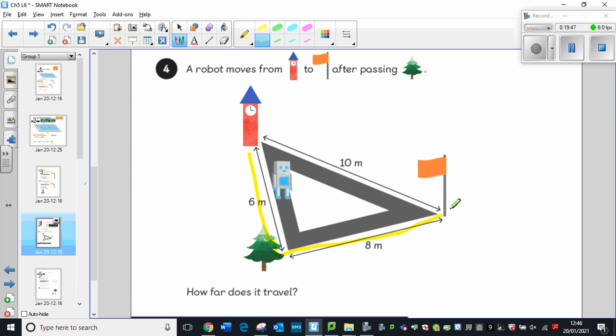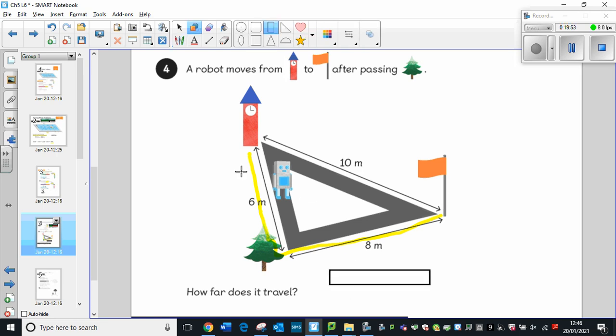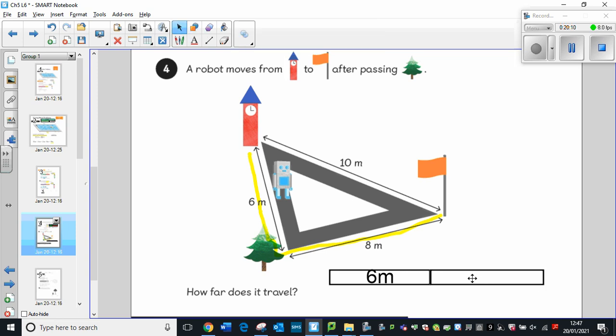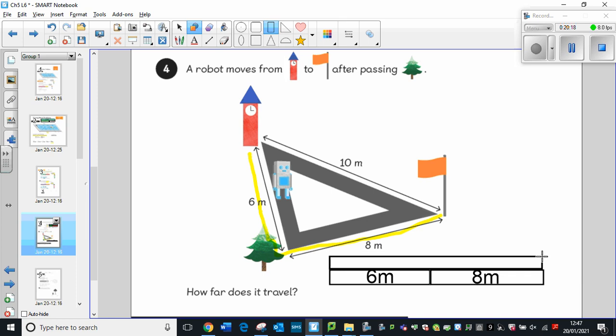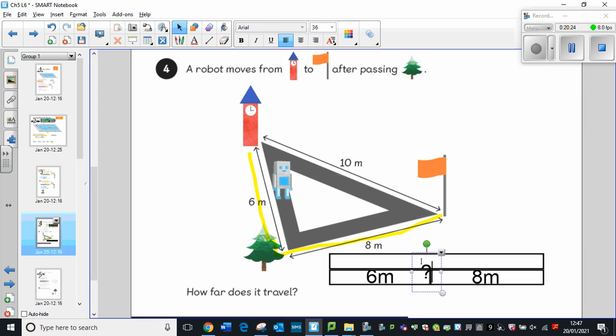Right, let's have a look. So what I'm going to do is, again, show this using bar models. Well, I know that first of all, he travels 6 meters. After that 6 meters, he then travels another 8 meters. So he travels 6 meters and he travels 8 meters. And what I want to know is how long does he travel altogether?